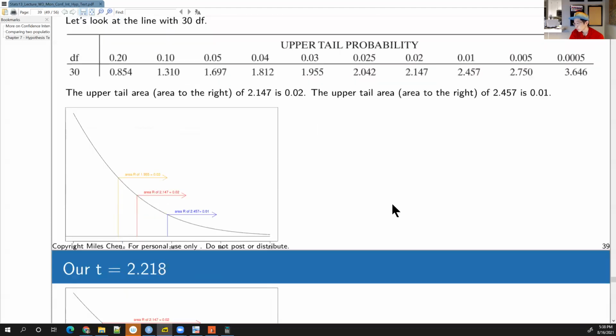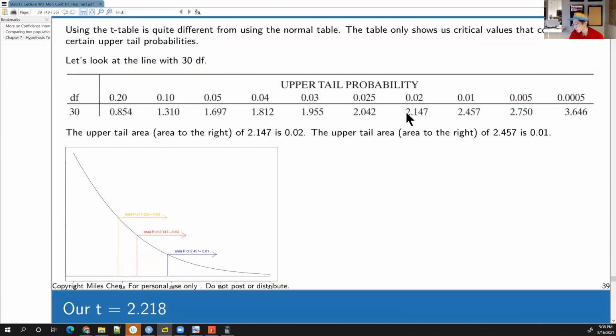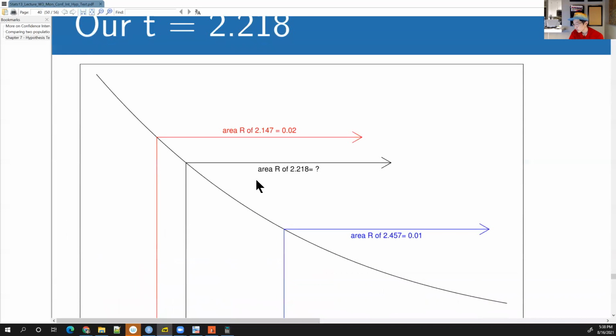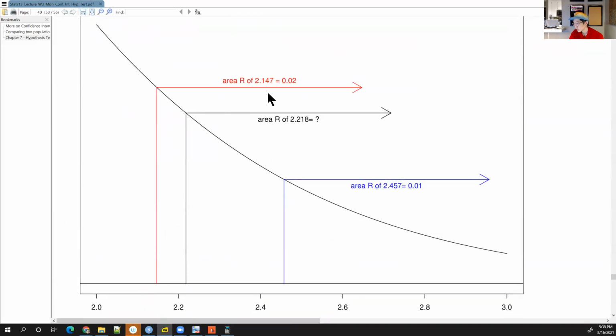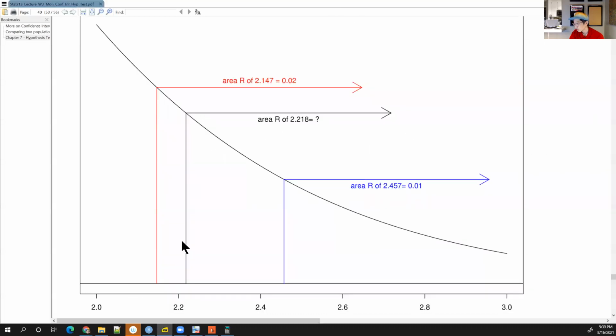All right, so where did we end up? I'm going to zoom in a little bit further here. We've got 2.147 is 2%, 2.457 is 1%. If I draw a line at 2.147 and shade everything to the right, I get 2%. If I go farther away to 2.457 and shade everything to the right, I shade in 1%. And here, our test statistic, the t-value, ends up being 2.218. The question is what's the area to the right of 2.218? If I draw a line at 2.218 and shade everything to the right, how much am I shading in?